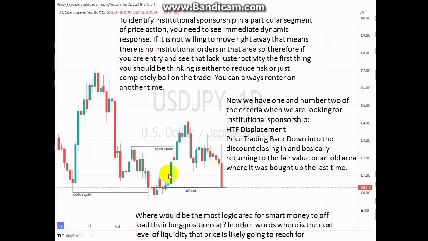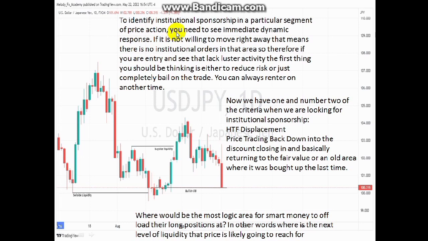Now, once we make reference to the root of it, we are going to anticipate some retracement. We're going to anticipate some move back into fair valuation, some move back into the discount side of it.